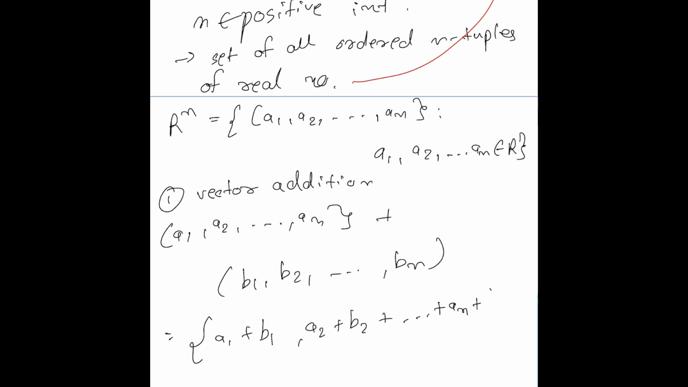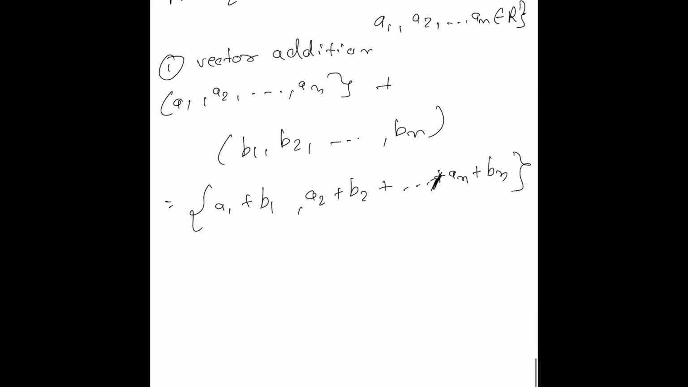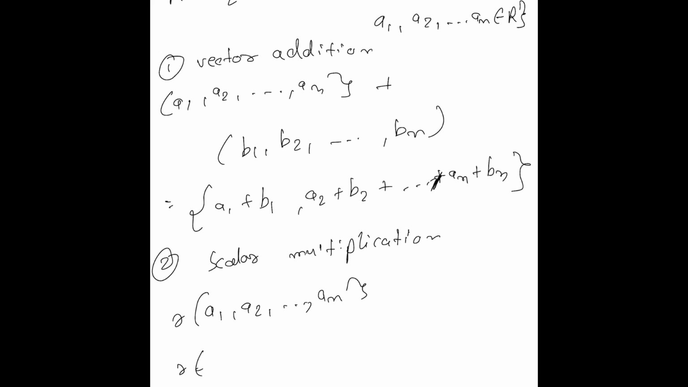Same with the scalar multiplication. You can take R times A1, A2, up to AN, where R belongs to the real numbers. So it will give a new vector now: RA1, RA2, up to RAN.